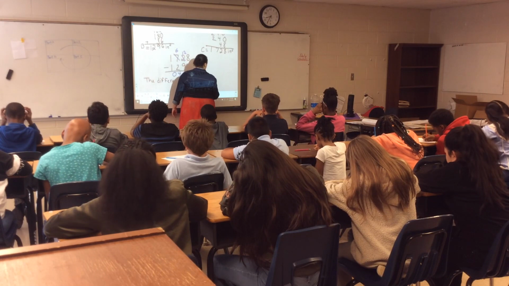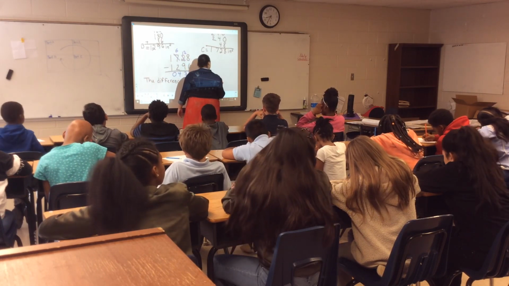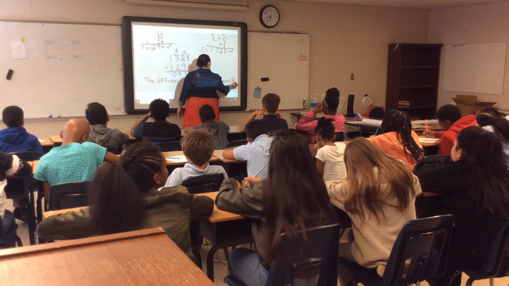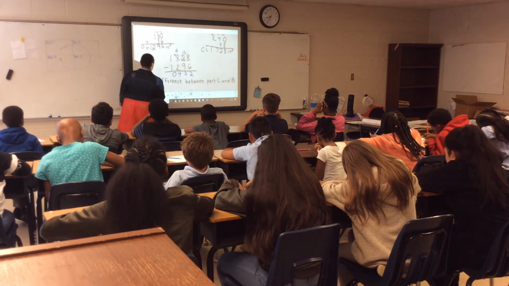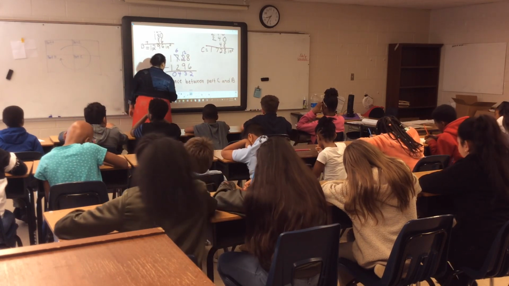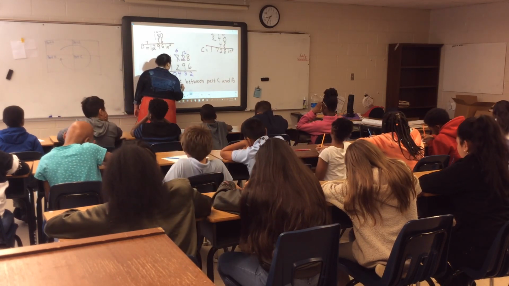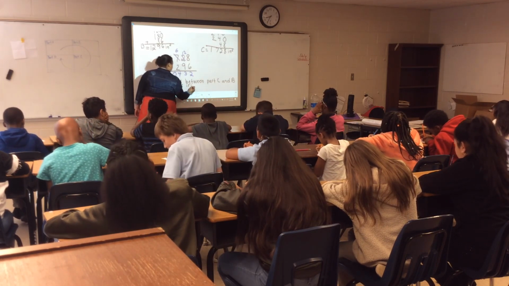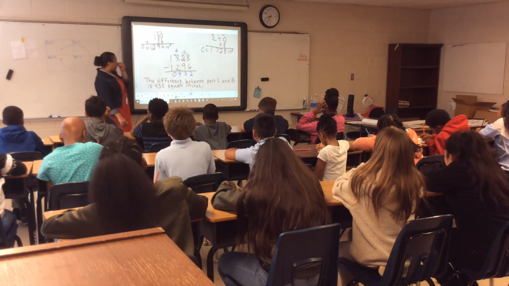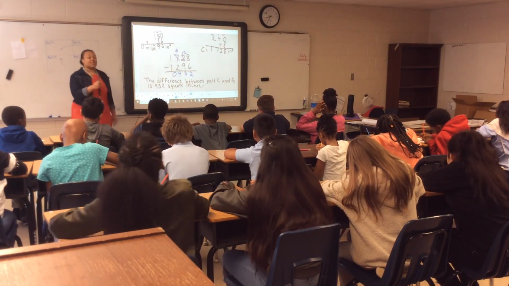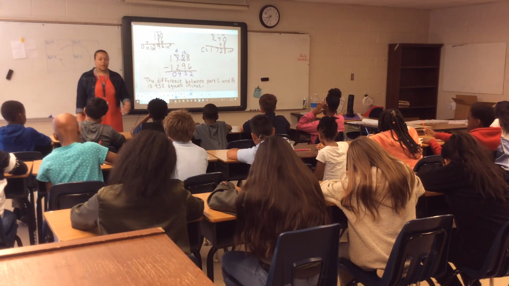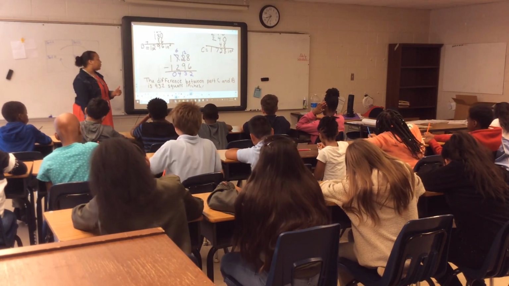Between part C and B is 432 square inches. So not only did we show our work, because this is a word problem, we always have to have some kind of answer statement that goes with it. Okay?